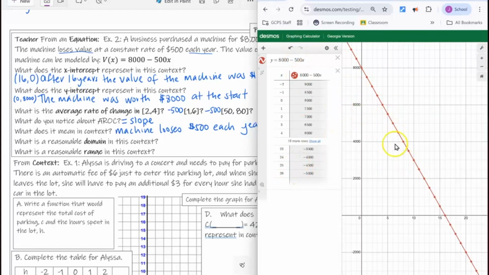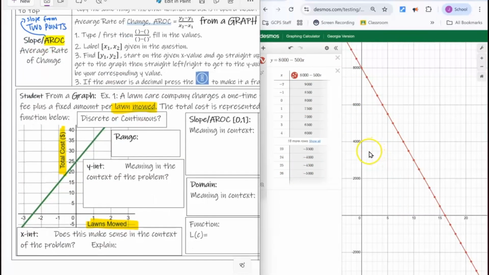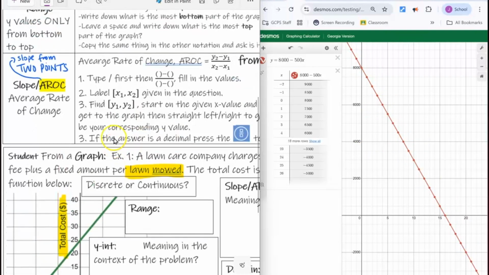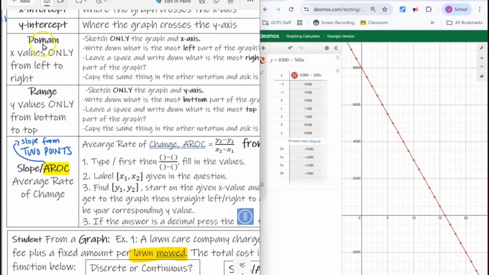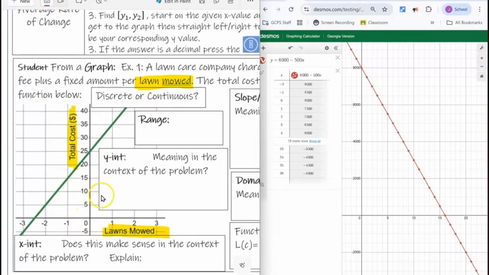All right, now I have a graph, which is the same thing as you. So now I'm finding my domain and range. My graph is going down and your graph is going up. So we just need to know what domain and range is. So domain is x values only from left to right. So what I'm going to ask you to do, since you're on paper, is go ahead and grab a color pencil. Let me pause the video real quick. Grab a color pencil or a highlighter.